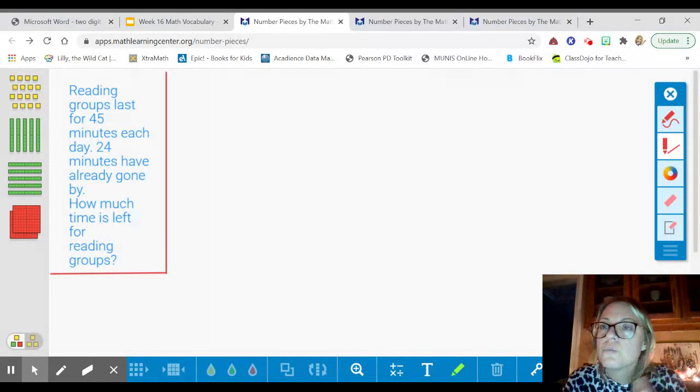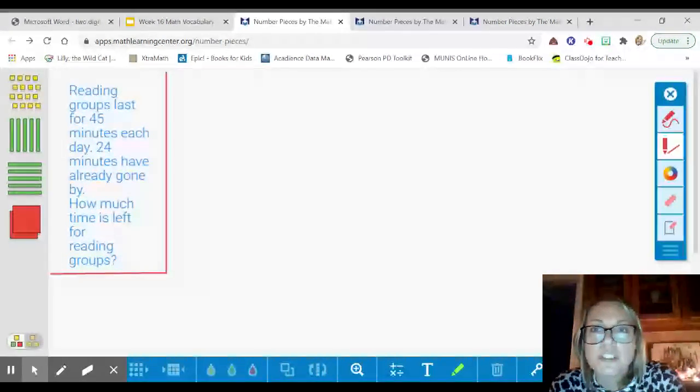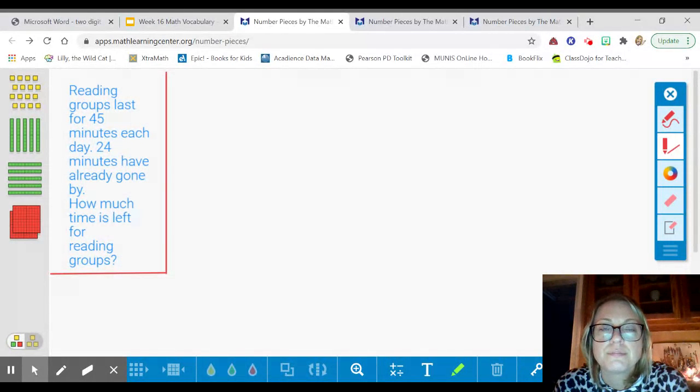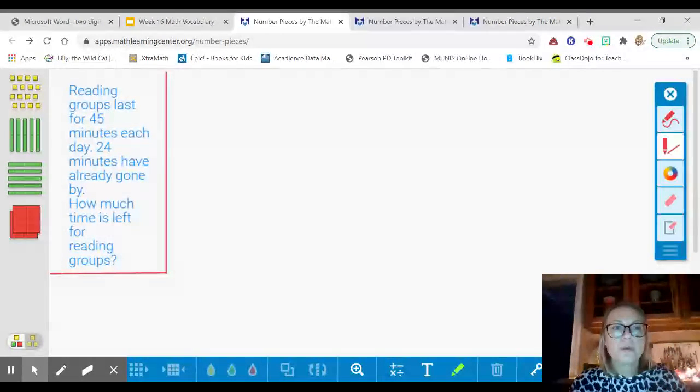I'm going to do one or two together, and then I'm going to give you a chance to do one by yourself. So if you don't have any paper or a marker board or something nearby, you can go ahead and pause it and make sure you get something so you have something to write on. Okay, I hope everybody has something to write on now. So we're going to go ahead and look at our first word problem. Our first word problem says, reading groups last for 45 minutes each day. 24 minutes have already gone by. How much time is left for reading groups?